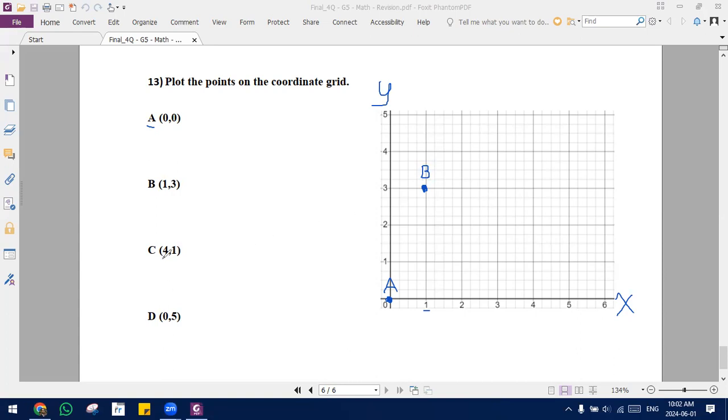The third one, C. X is 4, Y is 1. So if we connect them, it's here. So the X value is 4, the Y value is 1. We write C. Then the last point, X is 0. So I'm not going to the right. X is 0. And then Y is 5. I should go up by 5. So it's here on the Y-axis. What's the name of this point? D.